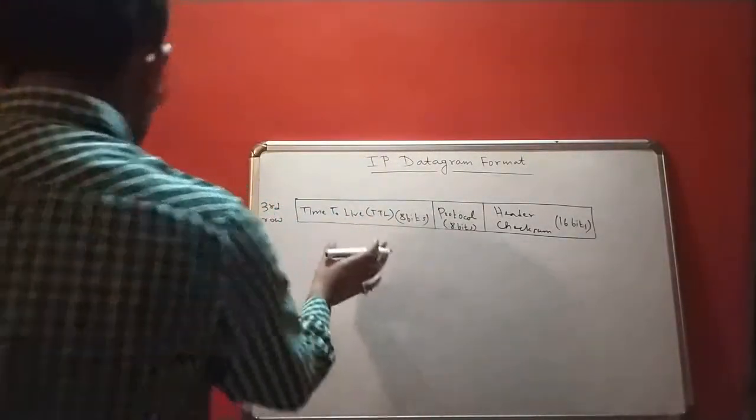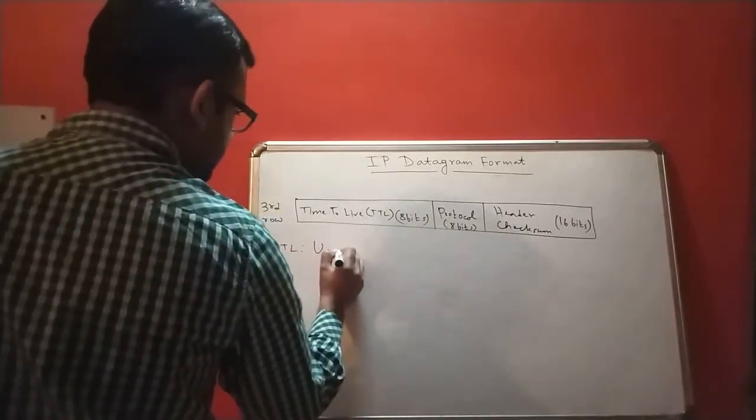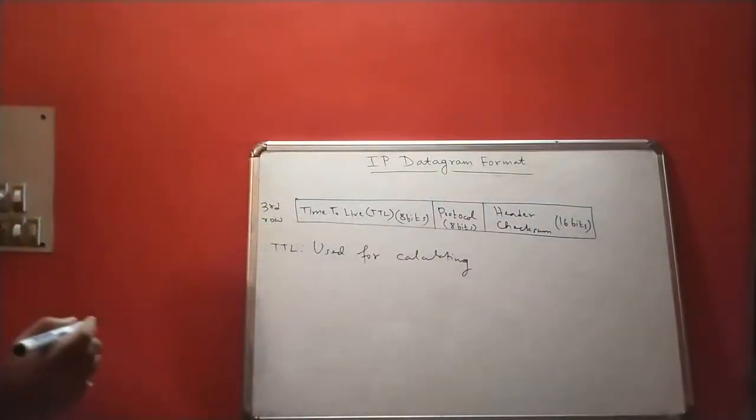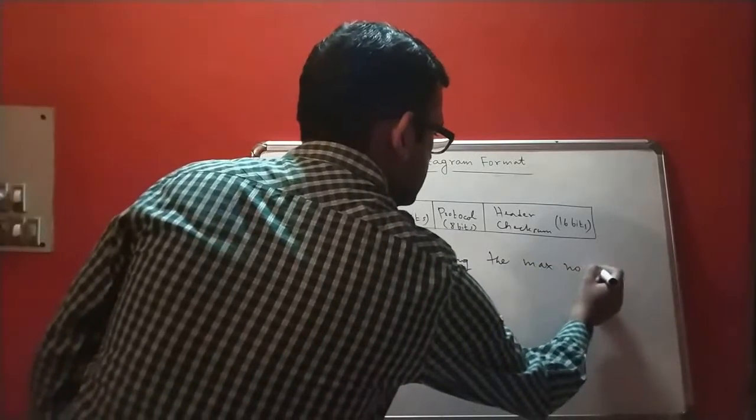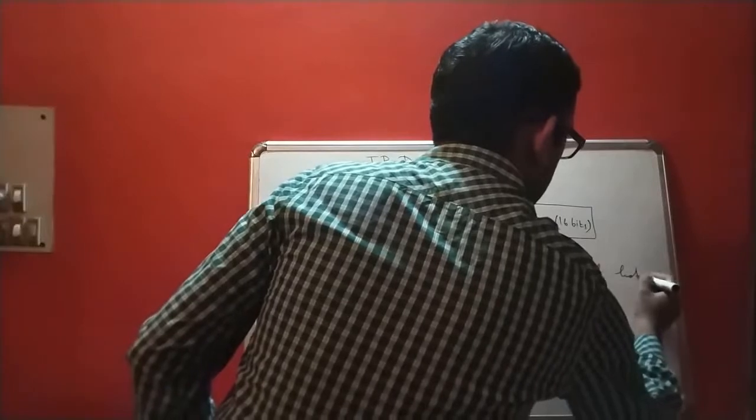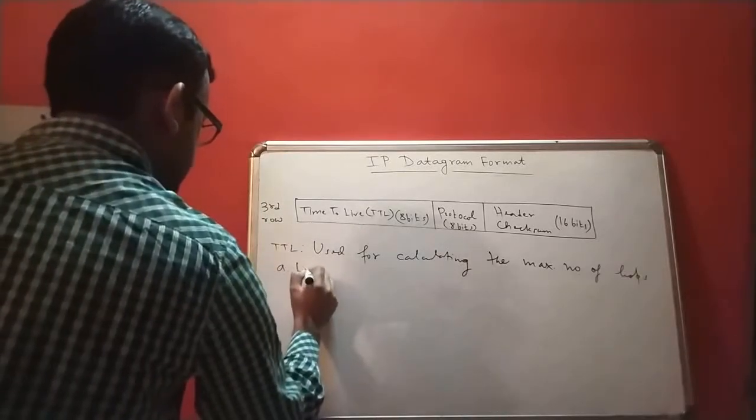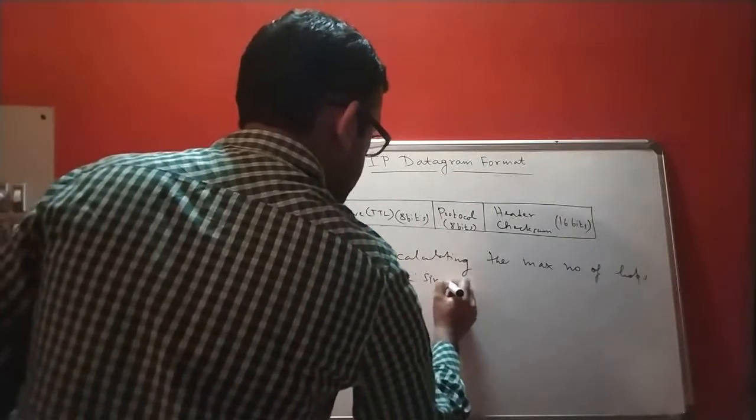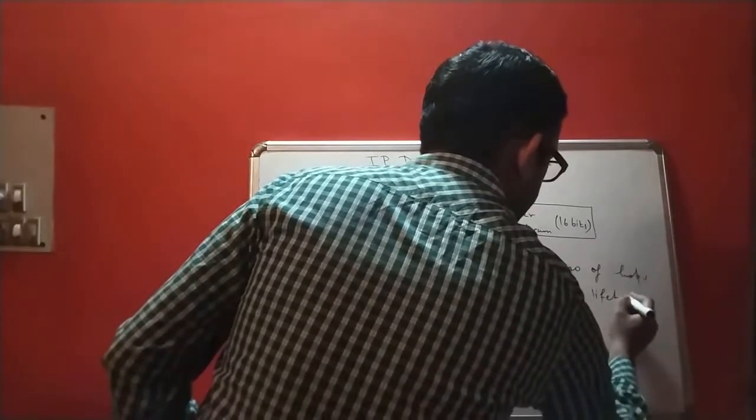See, now let's try to understand what the TTL field refers to. The TTL field is used for calculating the maximum number of hops a packet can take, since it has a limited lifetime. Let's try to understand this.